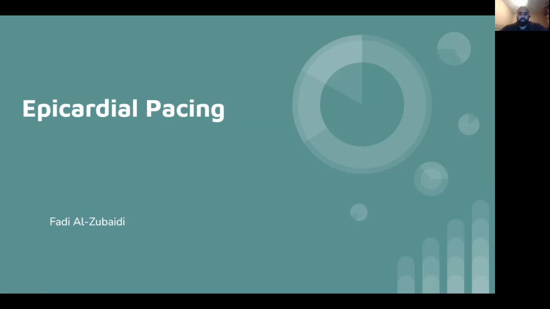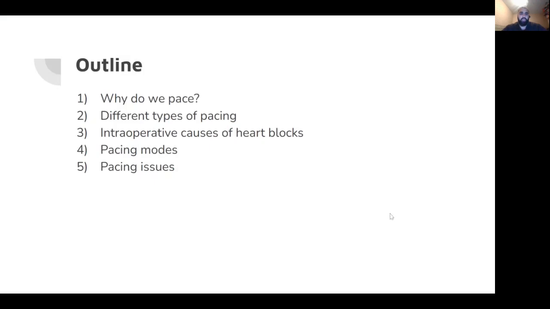My name's Fadi. I work as a cardiothoracic junior doctor at Papworth Hospital, and this is a quick overview of epicardial pacing, which is specific to cardiac surgery. So this is slightly different to the kinds of pacing that you may hear about or be aware of so far, for example, the subcutaneous implants in cardiology. This is different. This is specifically surgical, and I'll go over that during the talk.